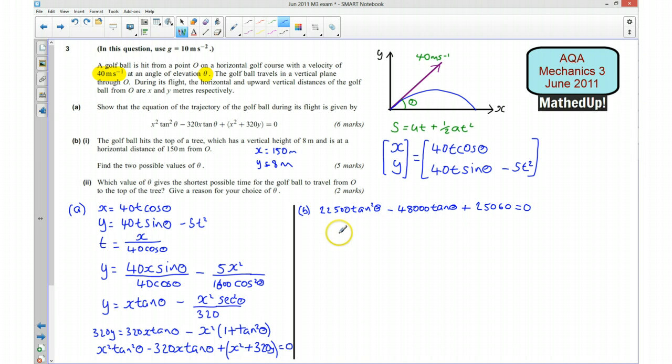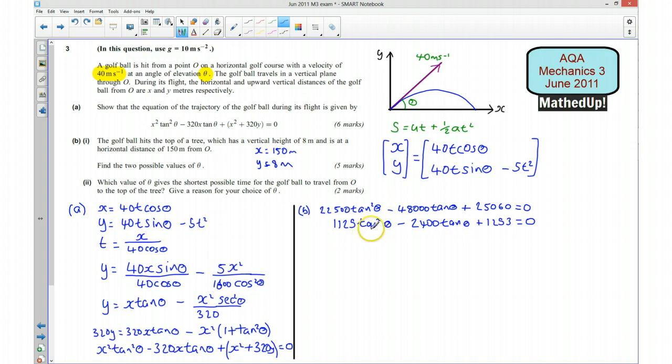Right, so simplifying this now, I can divide through by 20, so that gives me 1,125 tan squared theta, take away 2,400 tan theta, plus 1,253 equals 0. Okay, what we've got now is a quadratic.